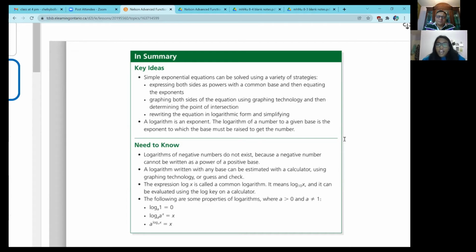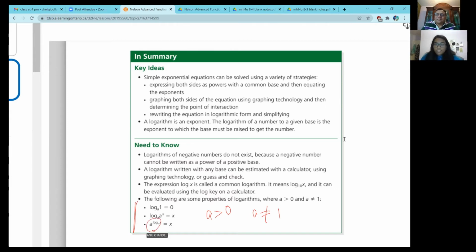Correct. The expression log x is called a common logarithm. It means log base 10 of x, and it can be evaluated using the log key on a calculator. Correct. The following are some properties of logarithms where a is greater than 0 and a cannot be 1. So log base a of 1 equals 0, log base a of a to the x equals x, and a to the log base a of x is x.